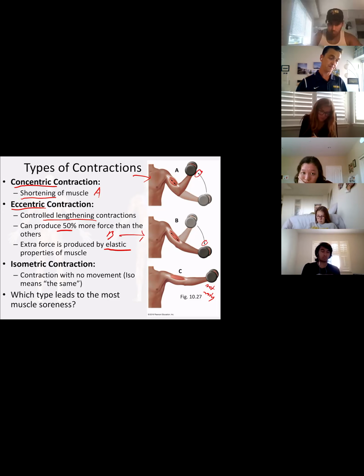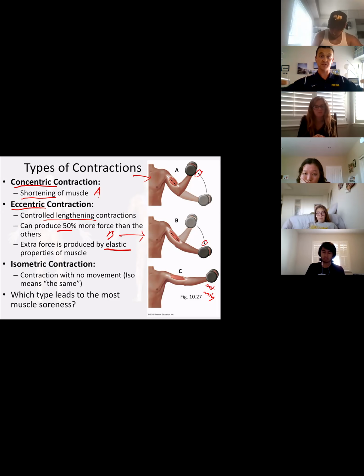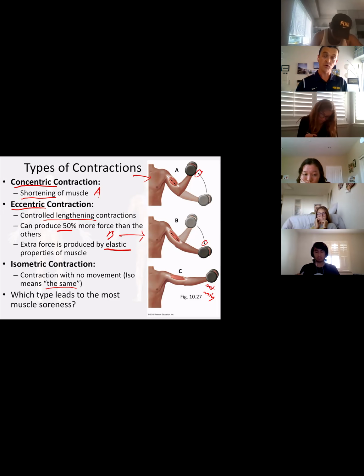Then there's the third type, which is isometric, which just means contraction with no movement. Iso means the same, right? Metric is the movement part. So no movement at all. That's where we just take it and hold it right in the middle. The type that we definitely need to get our muscles bigger, and the type that leaves the most soreness, is eccentric.